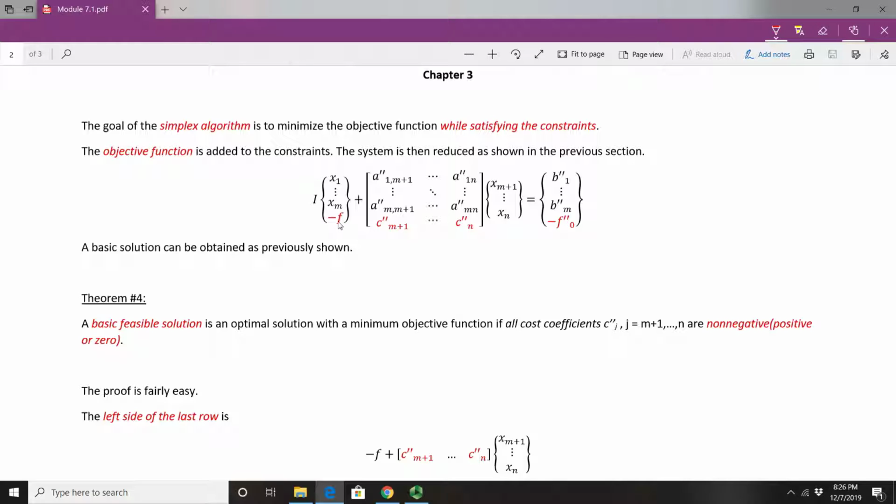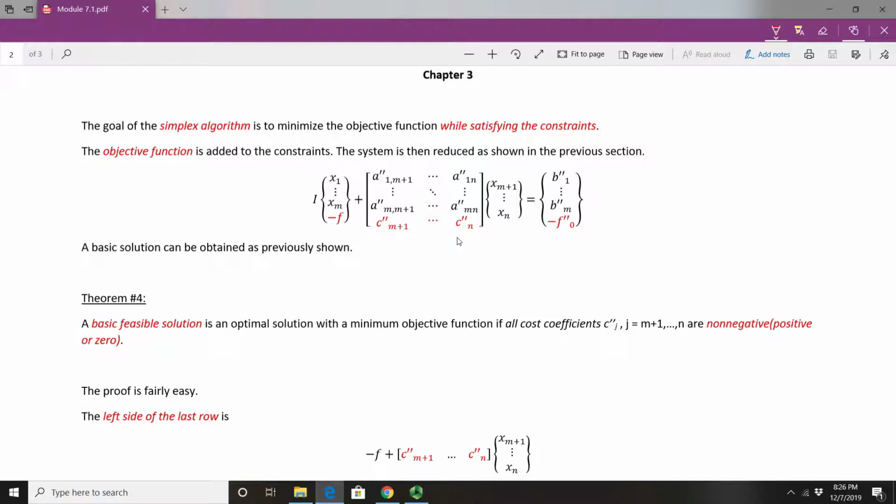So the objective function, which would be minus f, then c double prime m plus 1 through n by these variables, are equal to f double prime. So it is not bad, but also it is not very useful. You must be saying, how can this help me proceed to find the minimum of this problem?